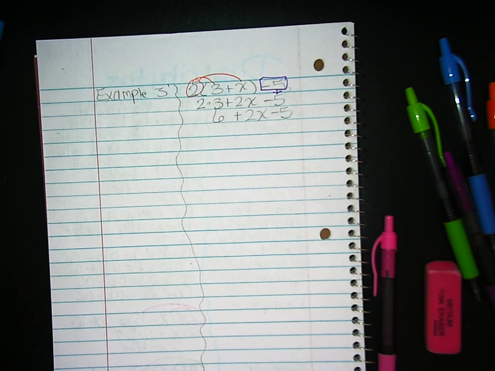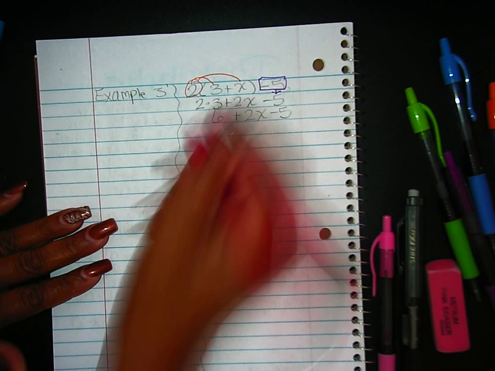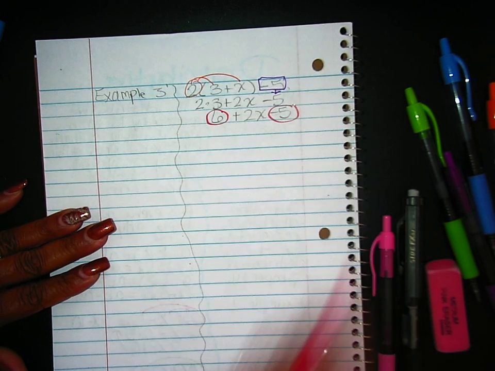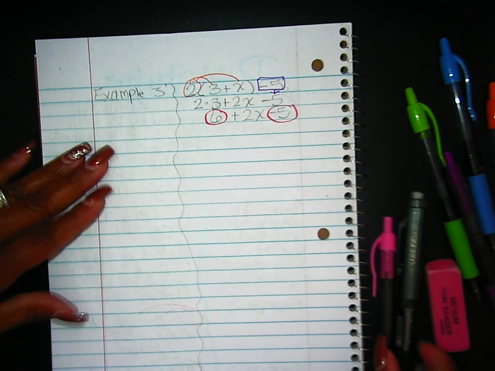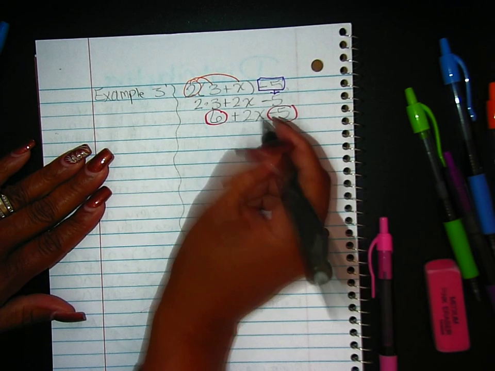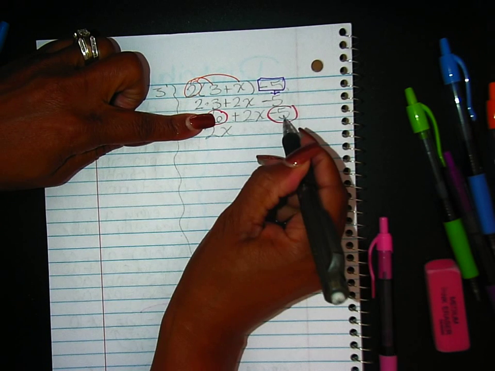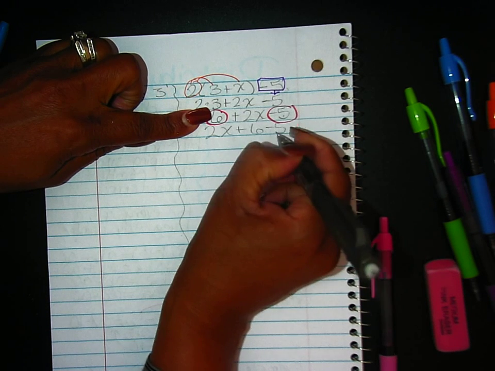Now the question is, am I done? You have to check for like terms. And I noticed that I have a constant of 6 and a constant of negative 5. So those are like terms. I can combine them. The 2x is just by itself. So I will bring the positive 2x down, and I'll combine 6 minus 5. So I'll rewrite it as plus 6 minus 5.